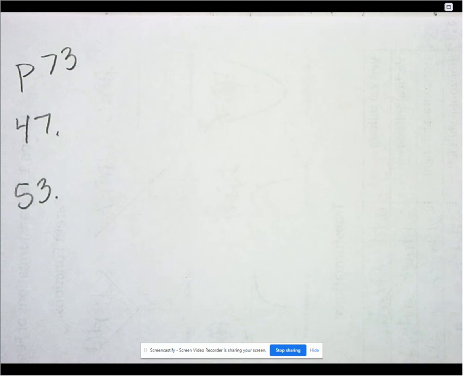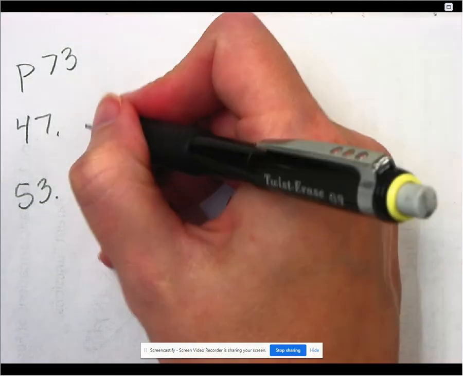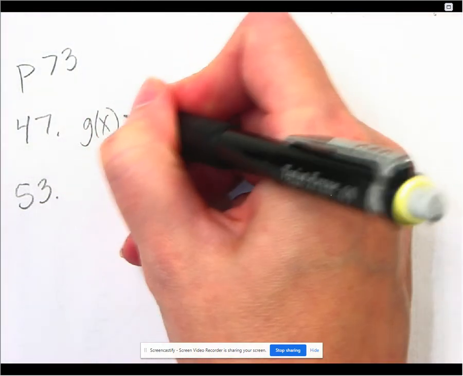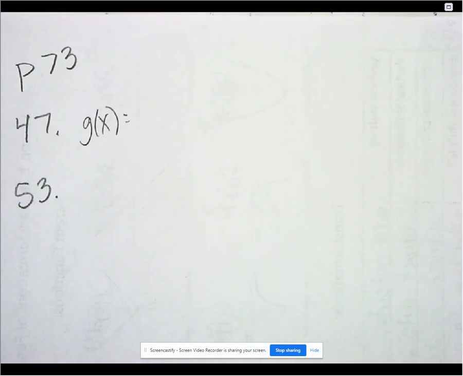So 47, it has the shape of f of x equals x squared, but shifted 3 units to the right and 7 units down. So we're not going to call it f of x. We can call it g of x, y, or h of x. So we're going to call it something else. I'm going to call it g of x.